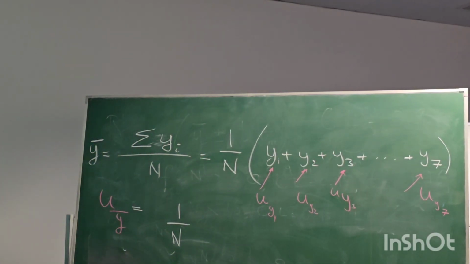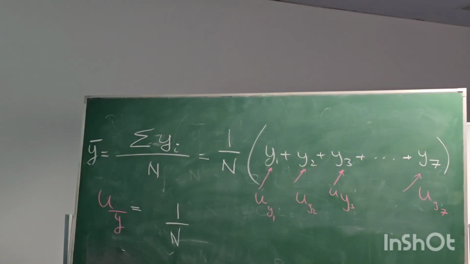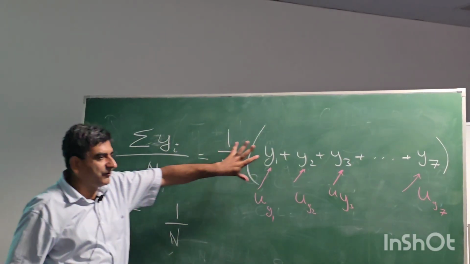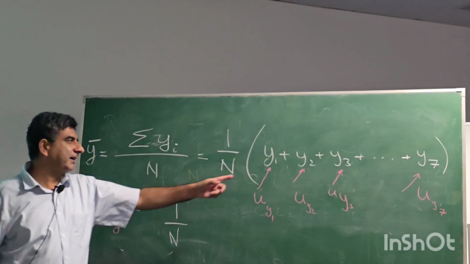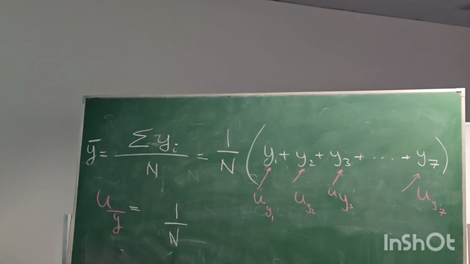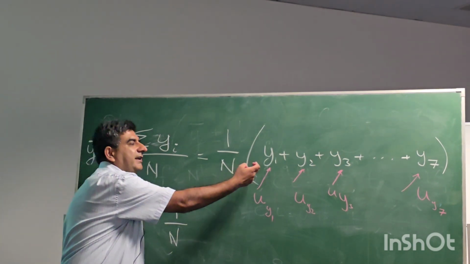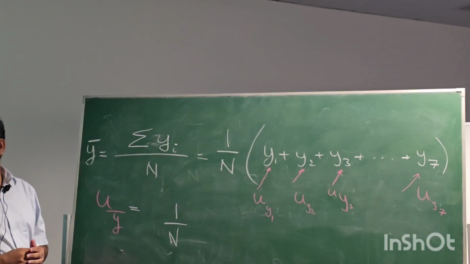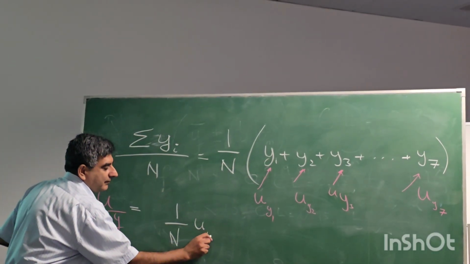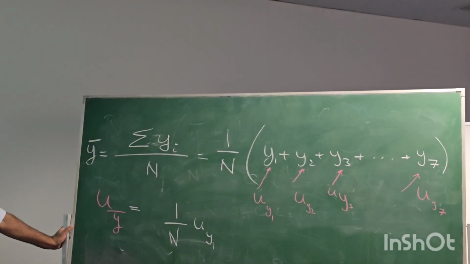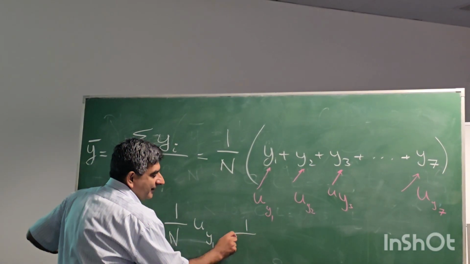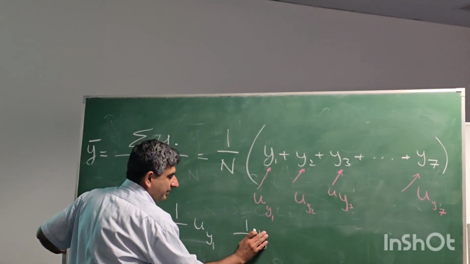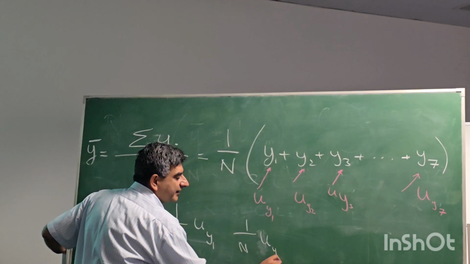Has everyone studied derivatives? Right. So this y bar is a function of all of these variables. So first of all, take the derivative with respect to the first variable y1. The derivative is just 1 over n. You multiply this with the uncertainty in this variable. Then I take the derivative with respect to y2, which is 1 over n. Multiply this with the uncertainty in that variable.